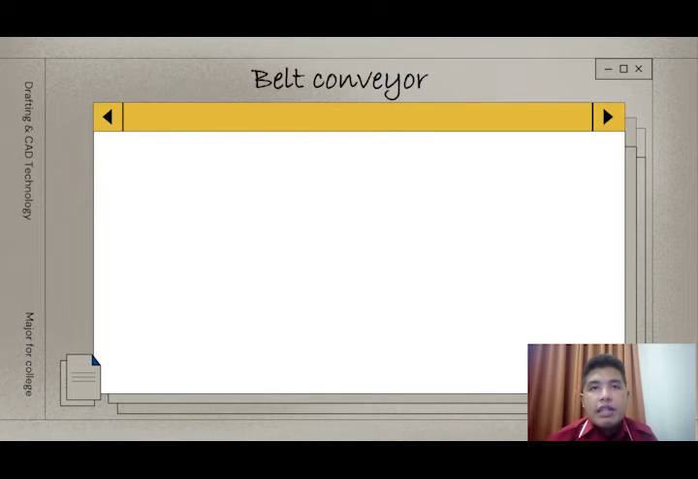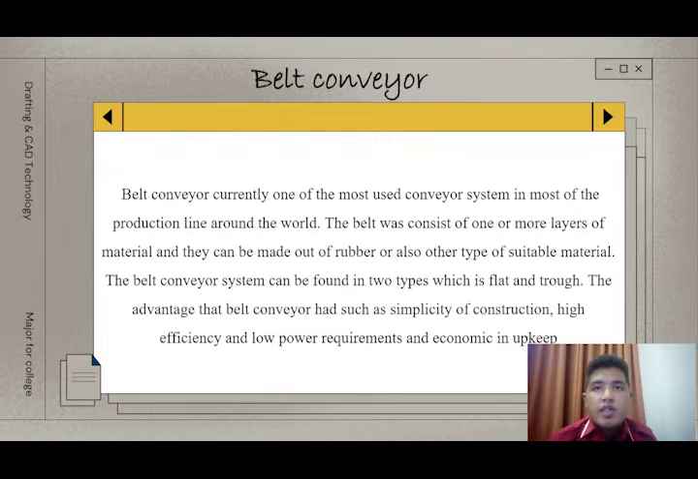Belt conveyor is currently one of the most used conveyor systems in most of the production lines around the world. The belt consists of one or more layers of material, and it can be made out of rubber or other types of suitable material. The belt conveyor system can be found in two types, which are flat and trough. The advantages that belt conveyor has are simplicity of construction, high efficiency, low power requirements, and also being economic in upkeep.